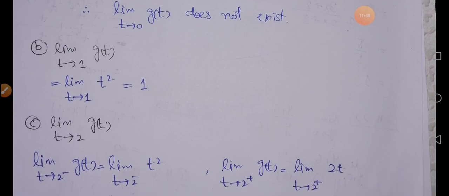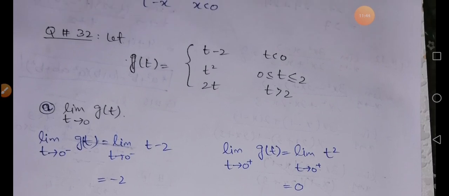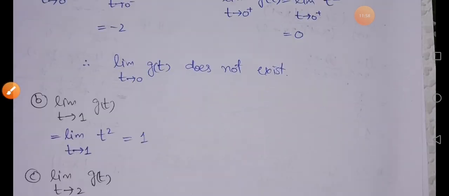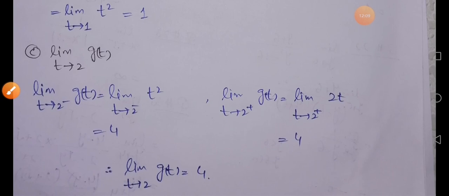Then we have limit t approaches 2, g of t. Again, coming to the function, as our domain breaks at the point t equals 2, we have different definitions on the left and right-hand side. For the left-hand side of 2, we will use t square, and for the right-hand side we will use 2t. For the left-hand side we use t square, and we get 4 as an answer. For the right-hand side limit, we use 2t and get 4 again, as the left-hand side limit is equal to the right-hand side. That's why the two-sided limit exists, and it will be equal to 4.